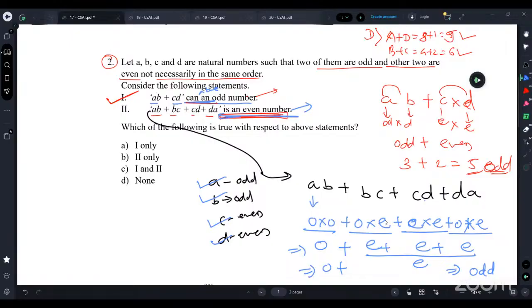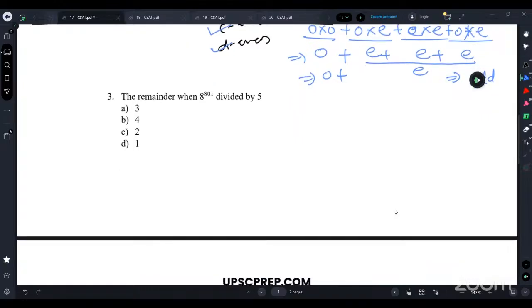This is AB plus BC plus CD plus DA. They are saying that it is an even number, but this is not always true. So this second statement is wrong, right? So in this case, only one will be the correct answer, right? Now let's move to the third statement, guys.